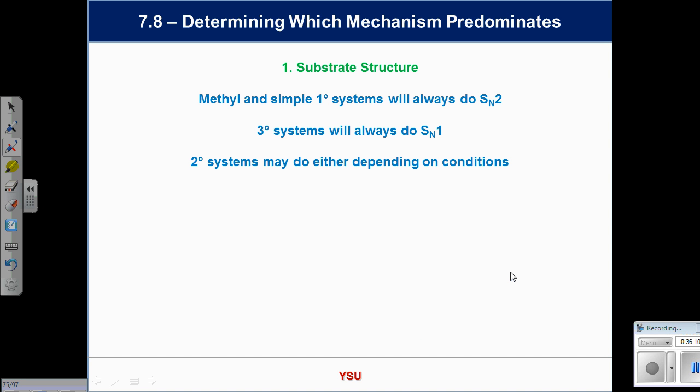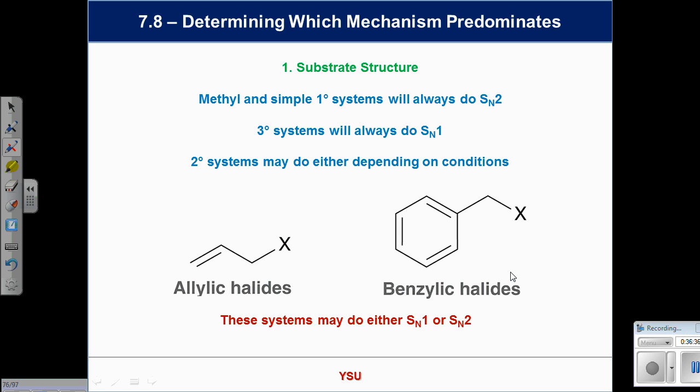So here we go. General statements. Methyl and simple primary systems always do SN2. That's a given. Tertiary systems always do SN1. That's a given. But you need to know why as well. At the top, they're accessible to do SN2. Second line, they're not accessible, but they can give you a good carbocation because they can stabilize by hyperconjugation. Secondary systems can do either, which is the big problem here. So let's look at some special systems. Let's start to deconvolute this stuff and make it manageable so that we're okay for next week.